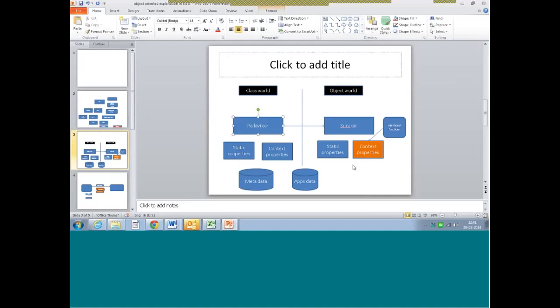Would there be petrol or diesel being consumed when Pallavi's car is sitting in the garage? No. So that means in the class world, the context and static remain the same. If I took Pallavi's car from her garage to my garage, or to any of your garages, Amukta's garage or Grishma's garage, would it change? Would it become different? Would it have a different color, or different tires? Would the wheels change? No. It remains the same.